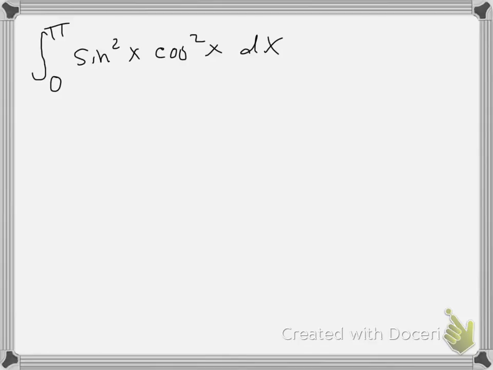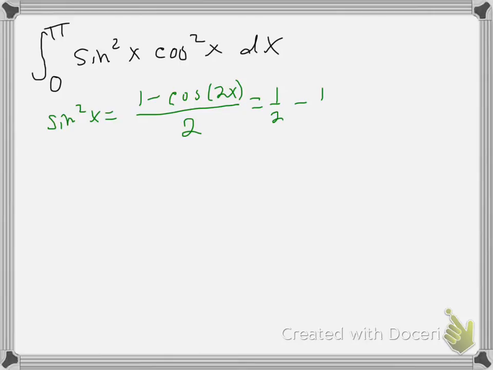We need to recall the power reducing formulas. So if we have the sine squared of x, this is simply going to be equal to 1 minus the cosine of 2x over 2, which is the same as saying a half minus a half cosine of 2x. Or if you like, you can say this is a half times 1 minus the cosine of 2x.